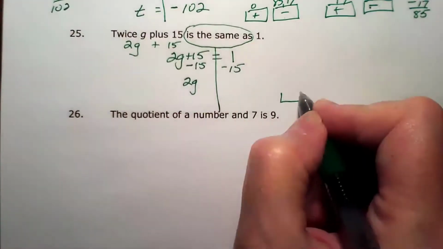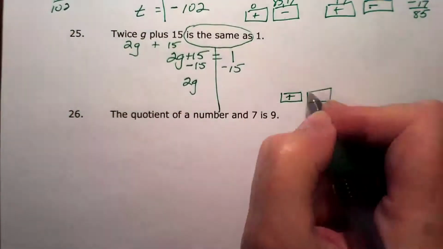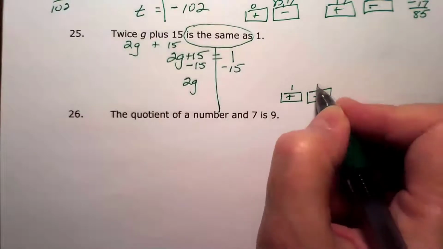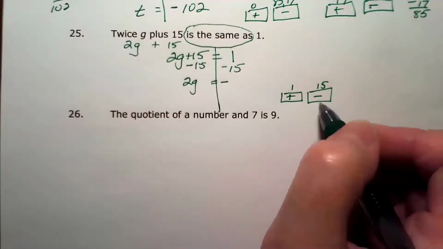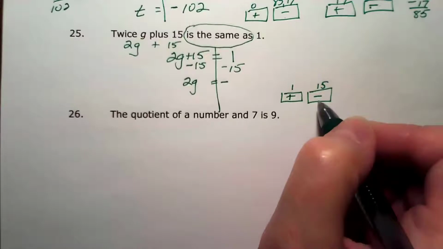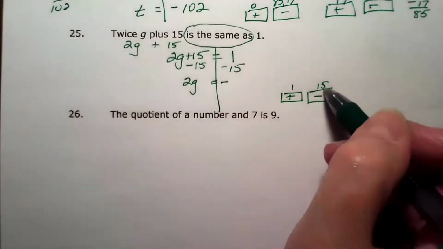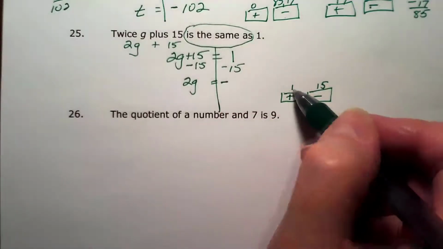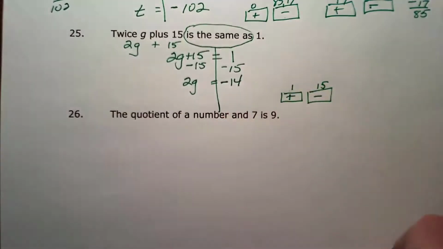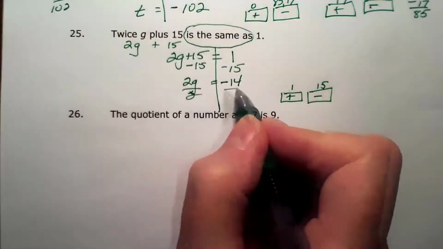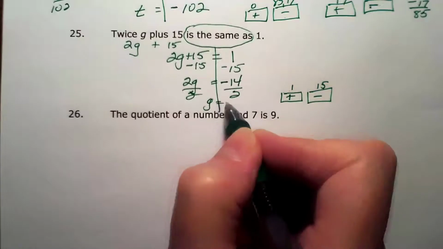If I have a positive 1 and a negative 15, which box has more? The 15 is in the negative box, so the negative box has more. How much more? Well, 14 more than 1 is 15. My next step is to divide by 2. So I get g equals negative 7.